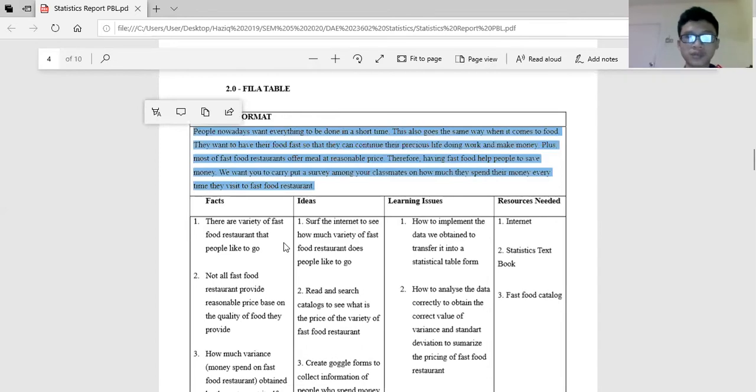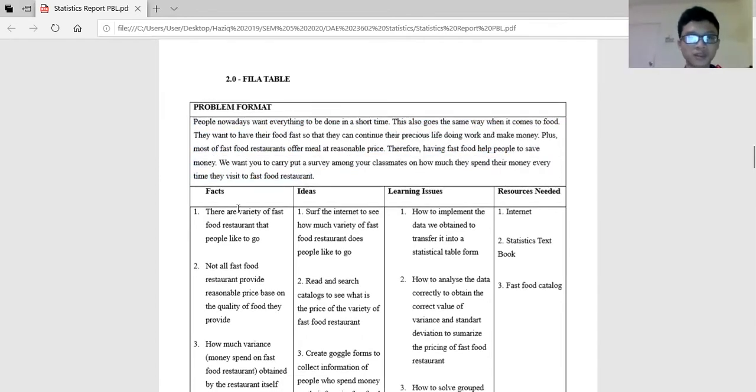So the filler table is divided into 4 parts: facts, ideas, learning issues, and resource needed. The filler table we have already used many times, during algebra, during engineering maths, and now statistics. So you guys already know it has facts, ideas, learning issues, and resource needed.